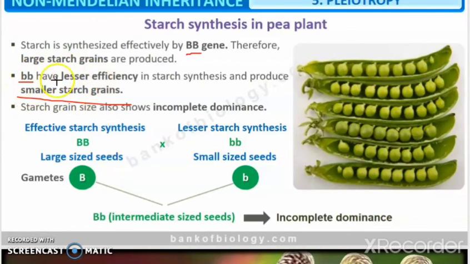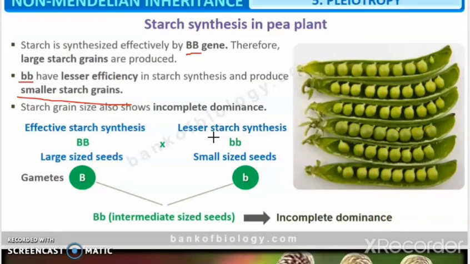Because here the efficiency of producing starch is lesser than capital B, capital B. And if you take the case of this heterozygous condition where there is capital B and small b, in that condition the heterozygous will produce round seeds, and so capital B seems to be the dominant allele. As the heterozygous seed is producing round seeds, it means that capital B seems to be the dominant allele.